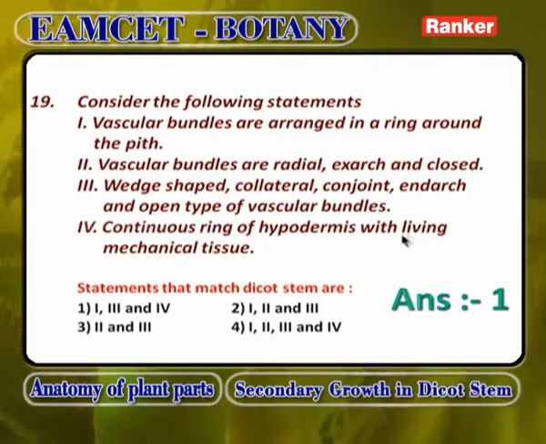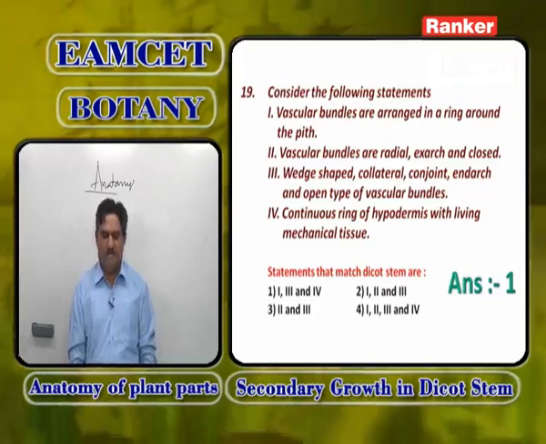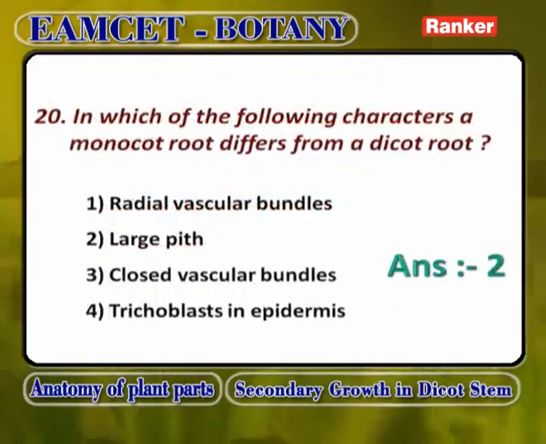Continuous ring of hypodermis with living mechanical tissue is correct. That means collenchyma. In some plants it is present as a continuous ring of hypodermis with living mechanical tissue. So, answer for this is 1, 3, 4. Second is wrong because vascular bundles are not radial. Radial, exarch, closed, all three are not at all related to a dicot stem. So, 1, 3, 4 is the answer.